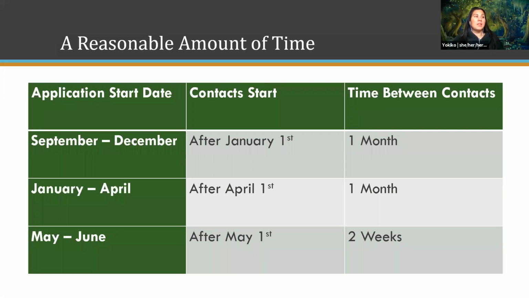And then the last third of this calendar or academic year is the May through June timeline. That is where, if the application is started in that time frame, after May 1st, you have 2 weeks. So it's a little bit more compounded because there is the deadline approaching. So it's really just giving that reasonable amount of time.